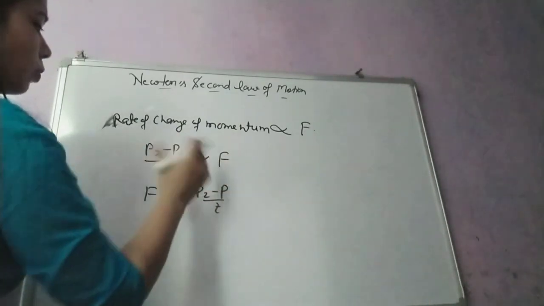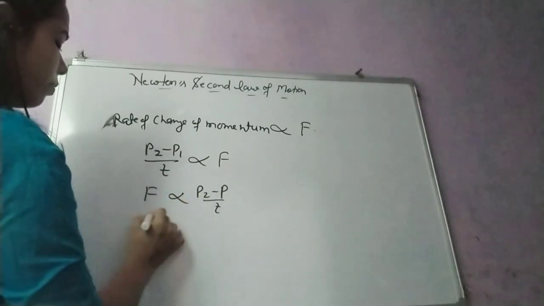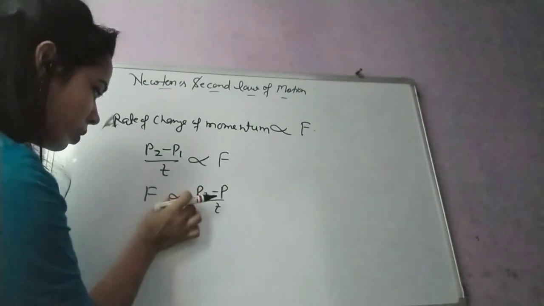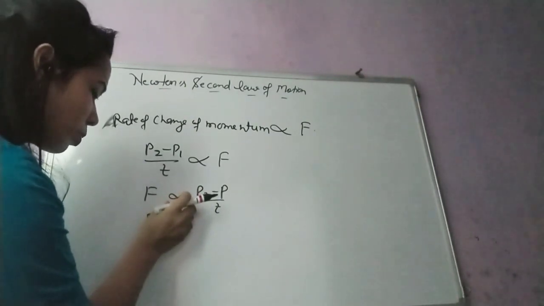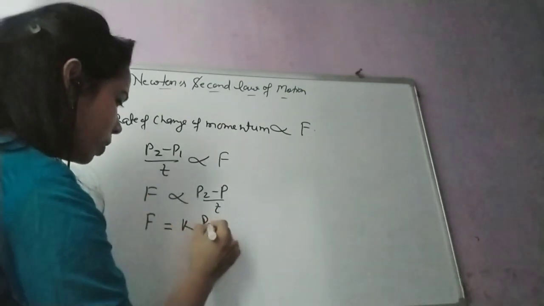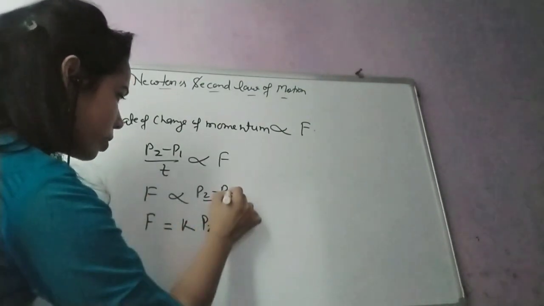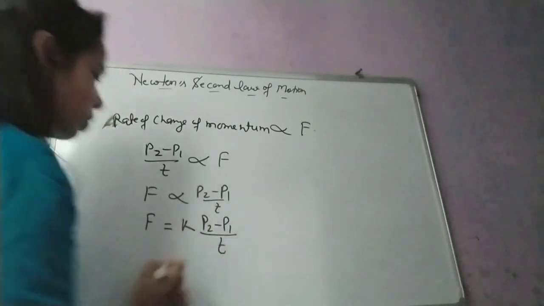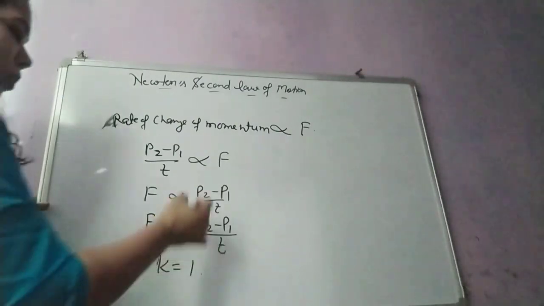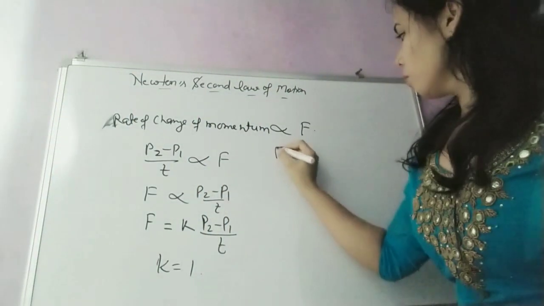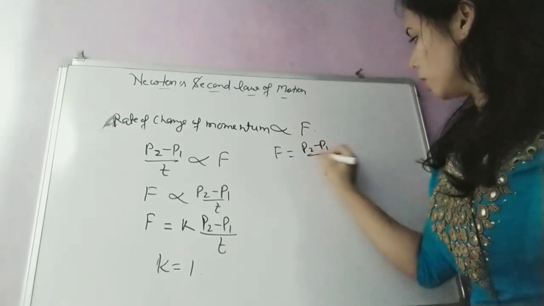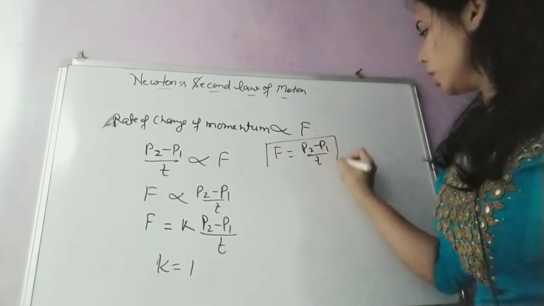Now F equals to, I have told you how we can remove this proportionality sign. When we remove the proportionality sign, we write equals to, with a constant K, then (P2 minus P1) upon T. By experiment it was found that K equals 1. So the formula for force is F equals (P2 minus P1) upon T.